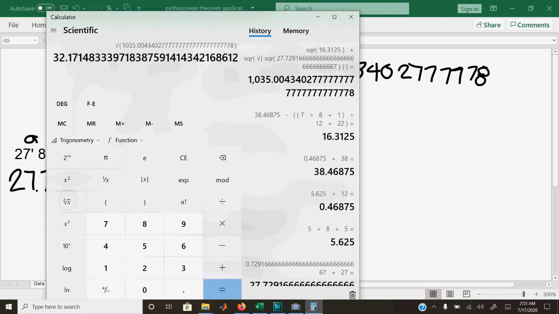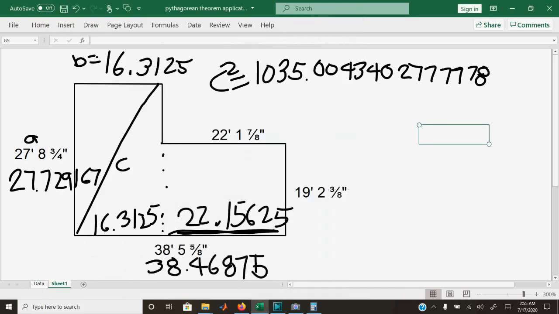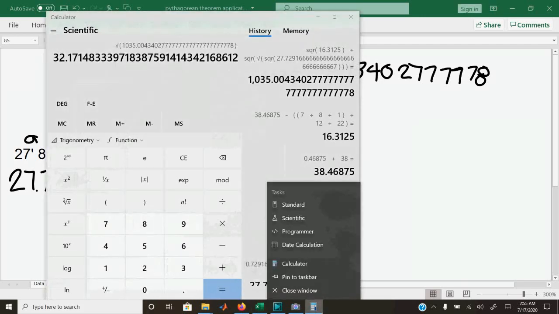And now I take my square root, and I end up with C equals 32.171483. And I already forgot it, 32.171483.